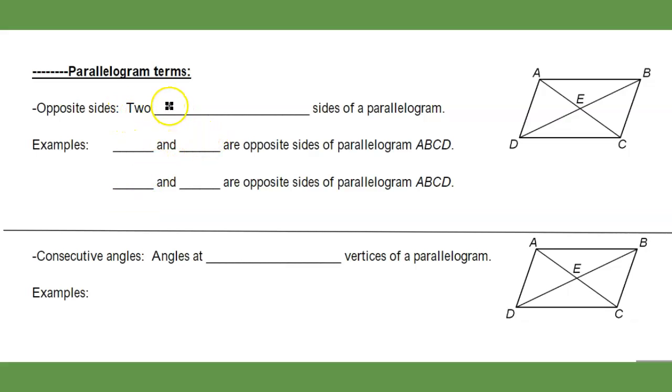Opposite sides, 2 parallel sides. In a parallelogram, we have opposite sides. So for example, we have AD and we have BC. Those are opposite sides, and you can see those here as well. Then we also have AB and DC. So AB and DC.